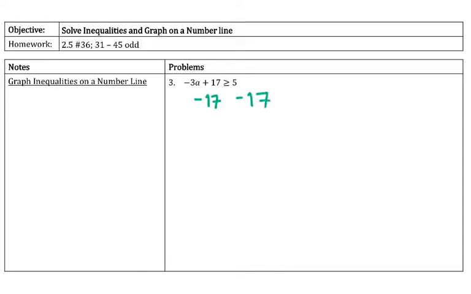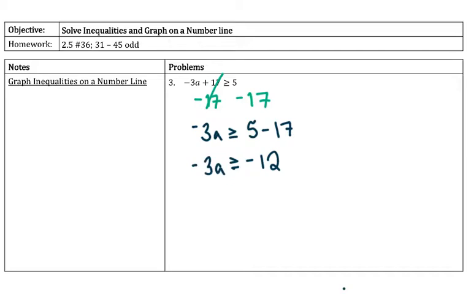Now we're canceling out with addition and subtraction, so we're not going to flip. And we end up with -3a is greater than or equal to 5 minus 17. 5 minus 17 is going to be -12.